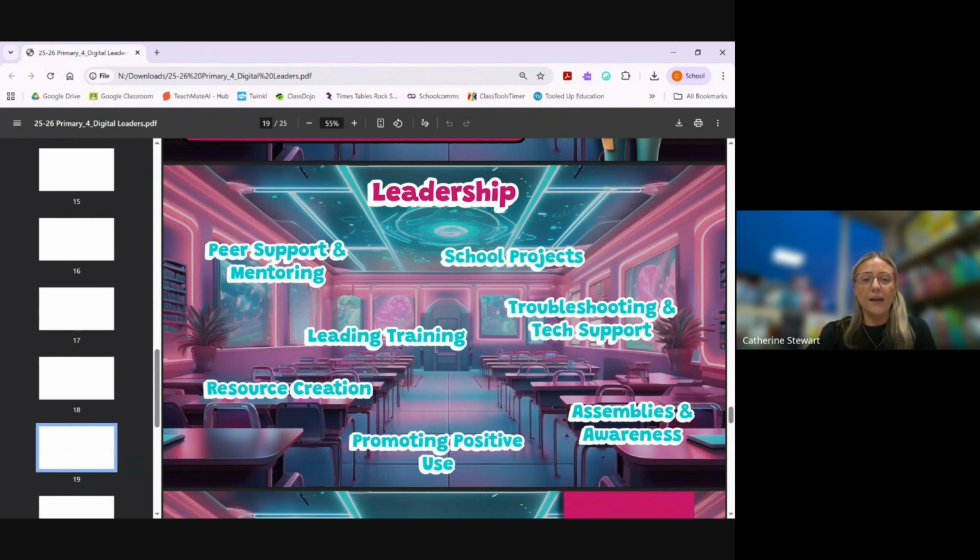So the first one on there is peer support. We've talked about that quite a lot, with helping younger classes. Even things like going in with P1 or P2 and helping them log in. The older children love doing that. It's such a help for the teacher. The younger children are seeing the older ones typing.